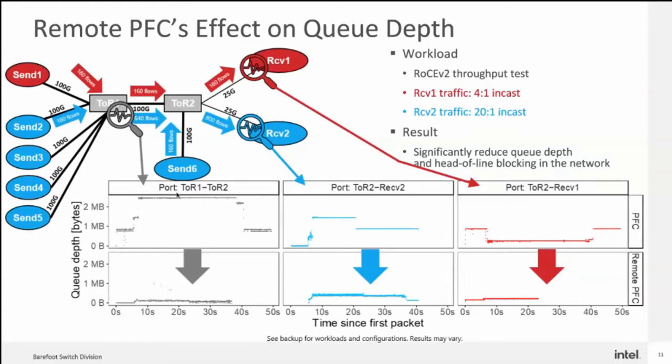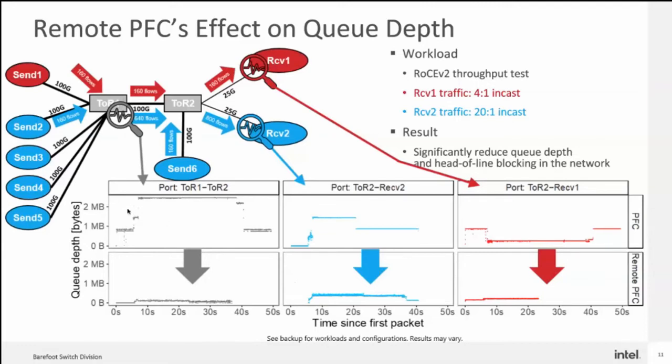And the key result for us is, of course, if we look at the TOR 1 to TOR 2 link, the gray one here, if you look at the horizontal axis, that's the timeline throughout the whole experiment. And on the vertical axis, that's the buffer utilization. And on the top, you have the PFC results, and on the bottom, you have the remote PFC results.